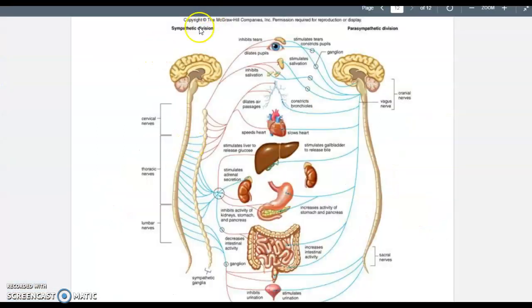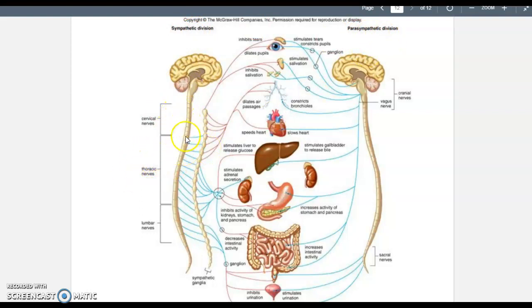Now, if you remember from lab, we discussed how the autonomic nervous system was broken down into the sympathetic division and the parasympathetic division. Sympathetic being fight or flight, parasympathetic being rest and digest. Okay, now look at the setup again.